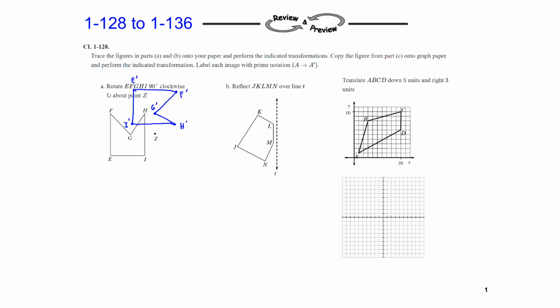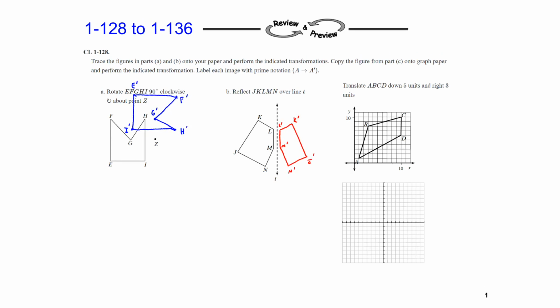On part B, we want to reflect JKLMN over line T. And so that would look similar to what I have on there. And then on the next one, we're going to translate ABCD down 5 units and right 3 units. But first I need to graph it on the graph paper. And so we're going to take each point, go down 5 and 3 to the right.